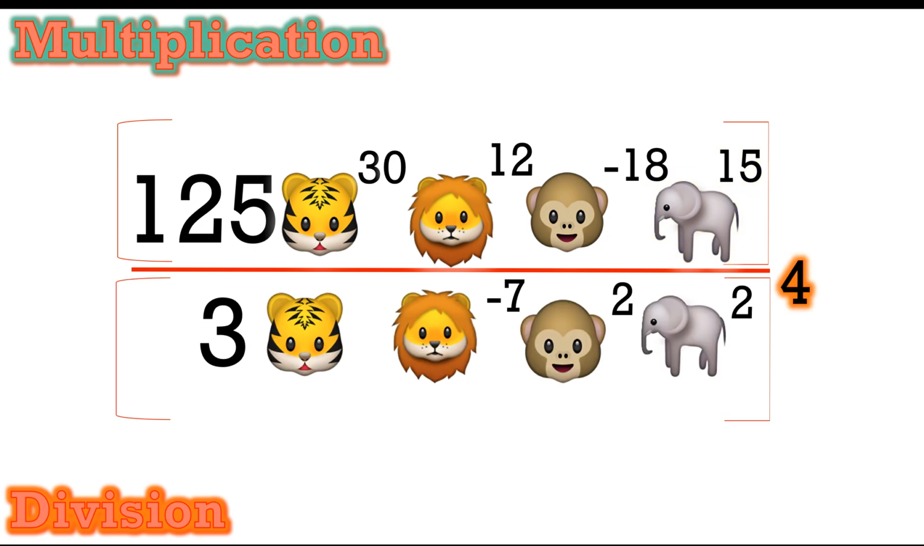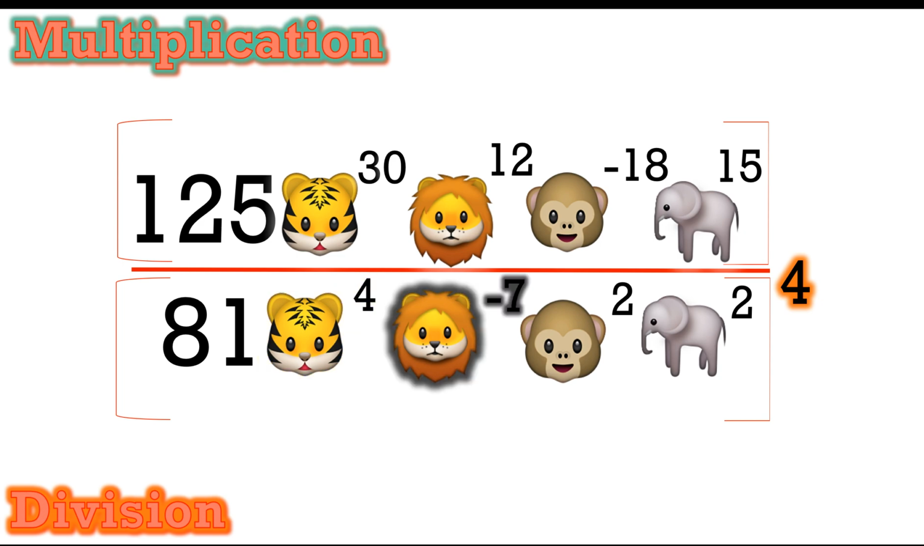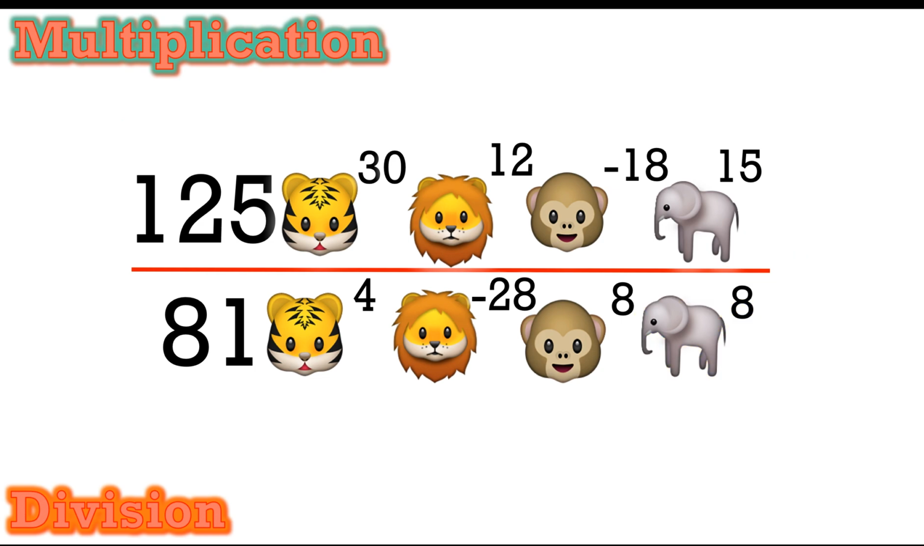Now let's do the same thing on the bottom with the 4. 3 to the fourth power is 81. This tiger is 1 tiger. 1 times 4 is 4. Negative 7 to the fourth, negative 28. 2 times 4, 8. All right, now, since we've applied those outside exponents, we can take away the parentheses. And now we can start simplifying our fraction.